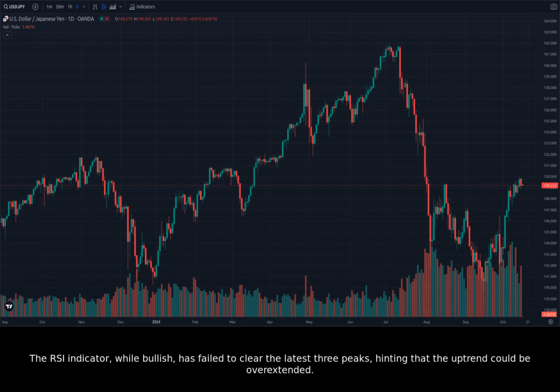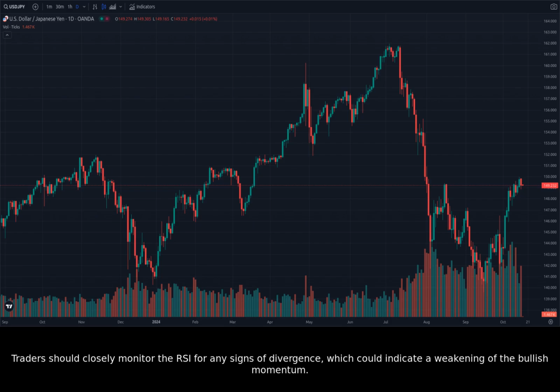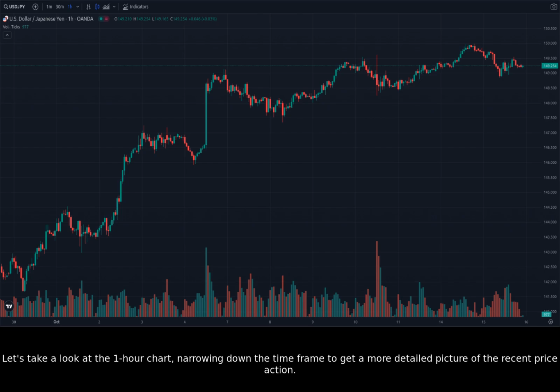The RSI indicator, while bullish, has failed to clear the latest 3 peaks, hinting that the uptrend could be overextended. This suggests that a potential correction may be on the horizon, and it's prudent to be prepared for a potential reversal in price direction. Traders should closely monitor the RSI for any signs of divergence, which could indicate a weakening of the bullish momentum.